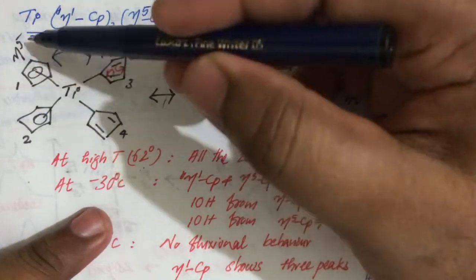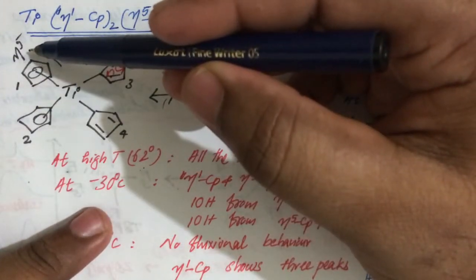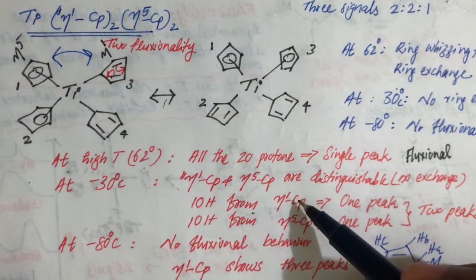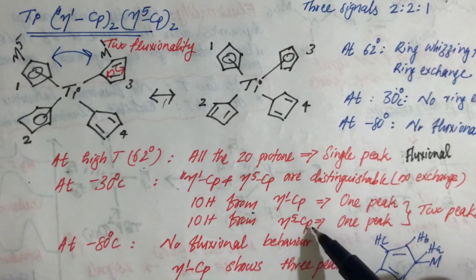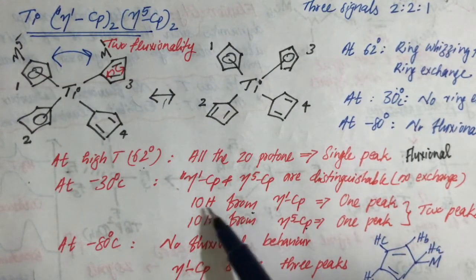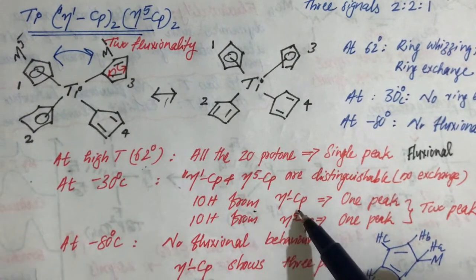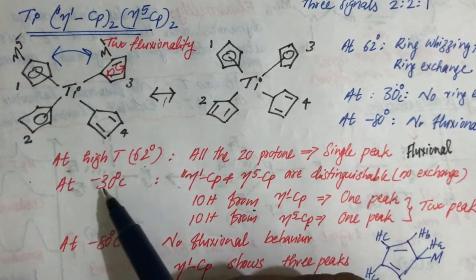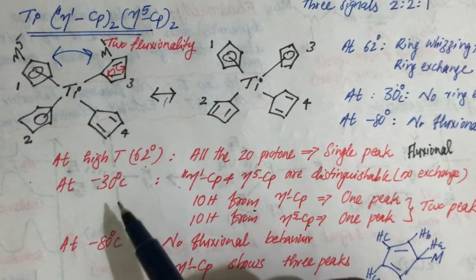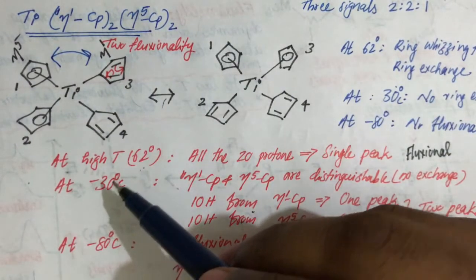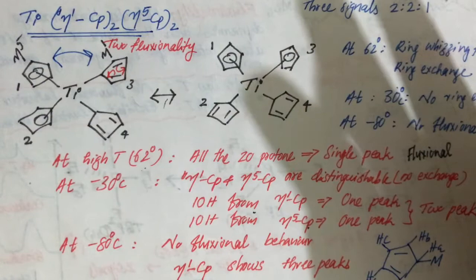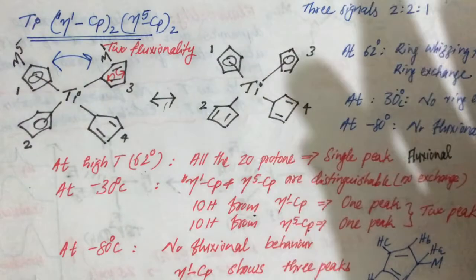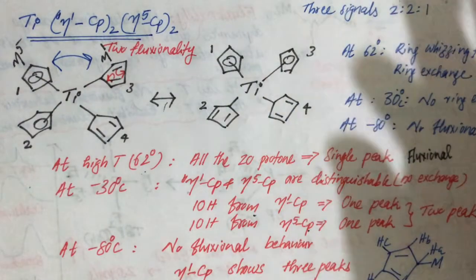5 plus 5, that is 10 hydrogens from the eta 5 cyclopentadienyl ligand give you a single peak, and 10 hydrogens from the 2 Cp groups, that is the eta 1 Cp group, give you one peak. So I repeat, at minus 30 degrees Celsius, that is the intermediate temperature, there is only one kind of fluxional behavior, that is there is no complete fluxional behavior, that is there is no ring exchange.